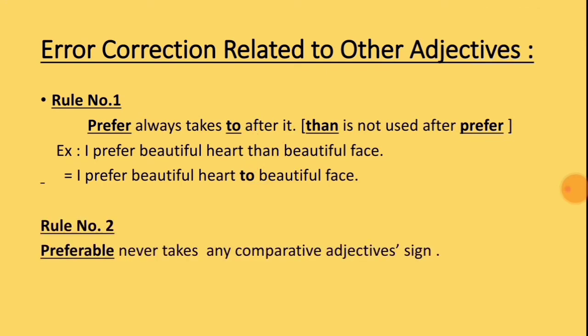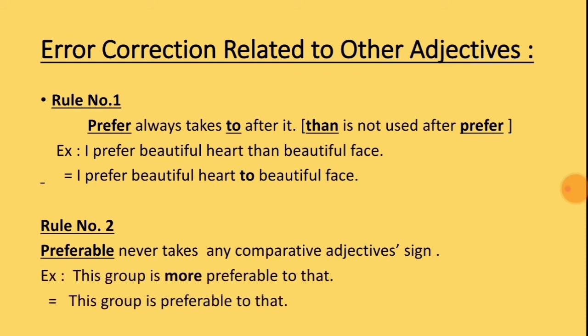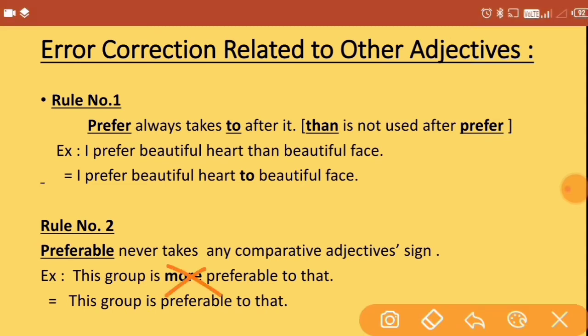Next, rule number 2, preferable never takes any comparative adjective sign. Look at the example. This group is more preferable to that. This group is preferable to that. Here we cannot use more because it is comparative degrees form.